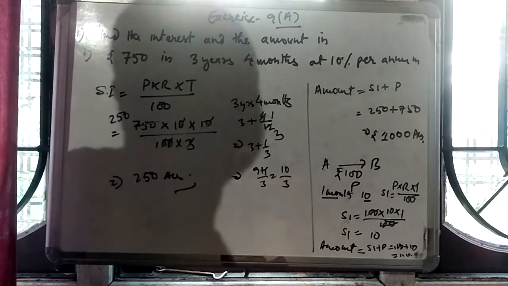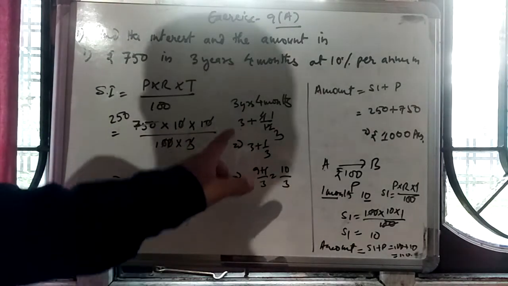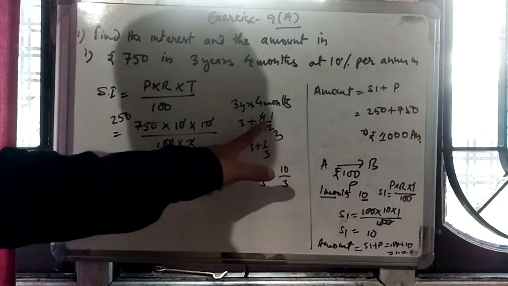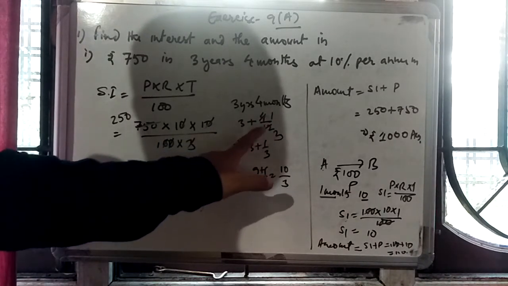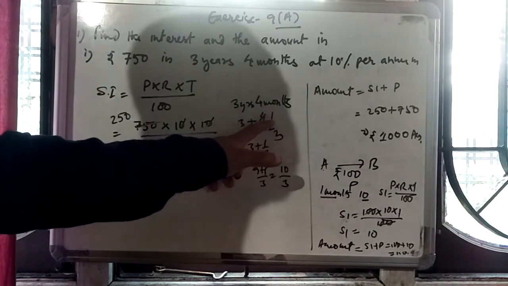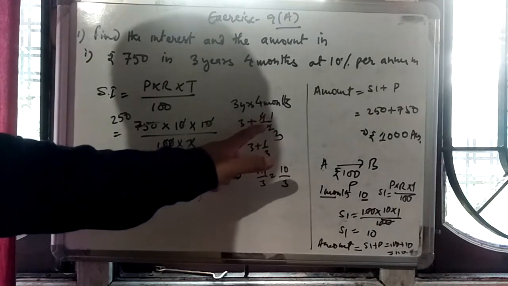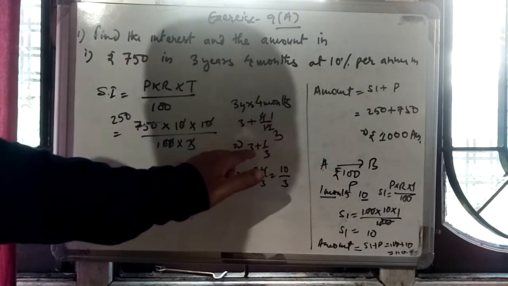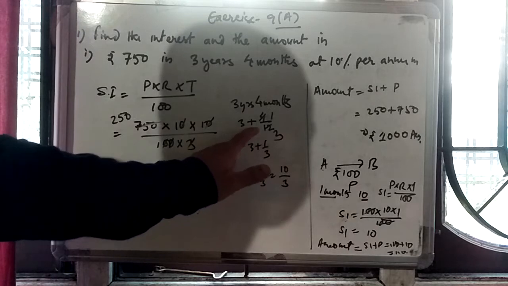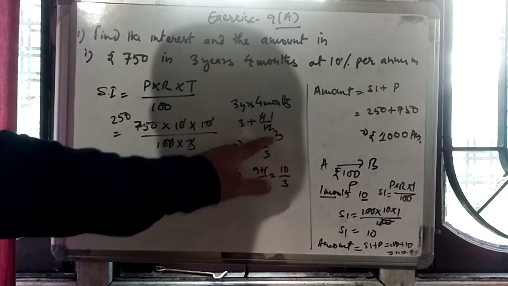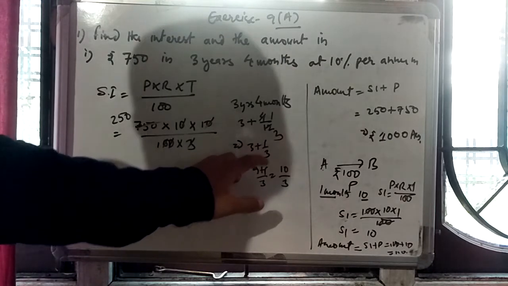So we will convert this into years. So what will happen: 3 plus 4 by 12, that means 12 months makes 1 year, right? So if you want to make it a year, you have to divide by 12, so it will convert into 1 by 3. So 3 plus 1 by 3 has come.